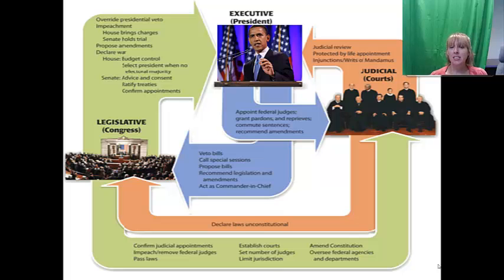So we can see this is a visualization of that checks and balances system. How do the powers of the different branches balance with each other in order to make sure that no one branch can control everything? So you can take a minute to look at the arrows being how power moves from one branch to another.